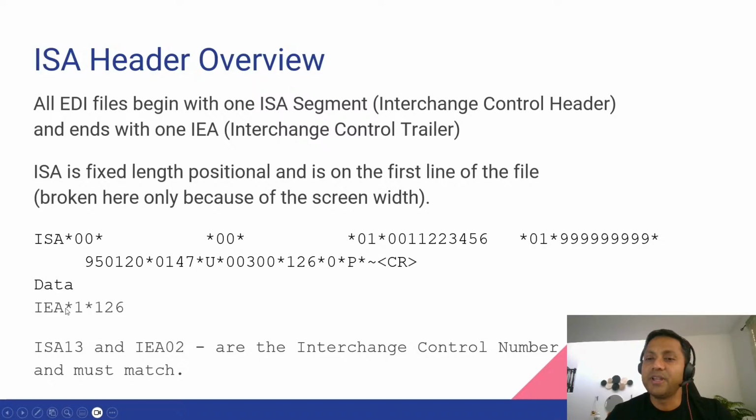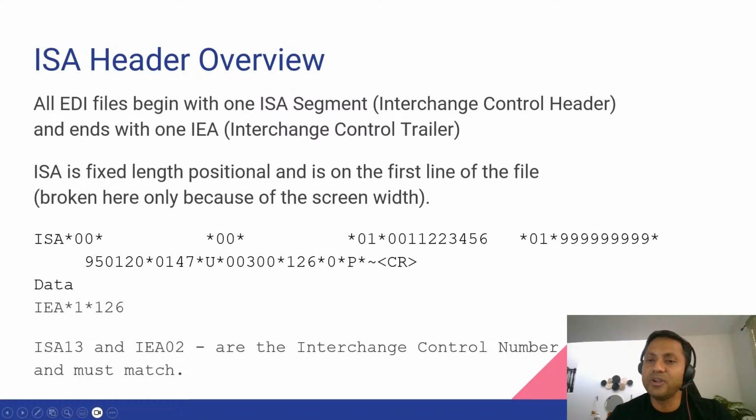Between ISA and the IEA footer, you have your data within the transactions, and we'll talk about those in the next sessions. The IEA segment, which is the footer, closes the EDI interchange. So ISA and IEA act like bookends. Everything in the file is contained between ISA and IEA.